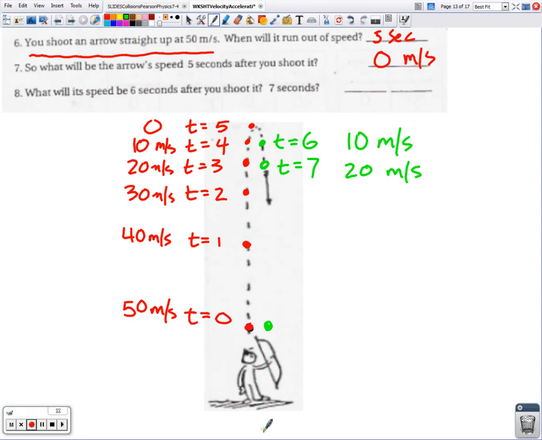10 seconds. It took 5 to go up. It'll take 5 to go down. How fast will it be going? Wait, but that depends on if you shoot it directly up. That's true. We're talking about something going straight up in the air, and no wind. Actually, no wind is the important part. Whether we shoot it straight up in the air or not, that doesn't matter. It'll be the same.